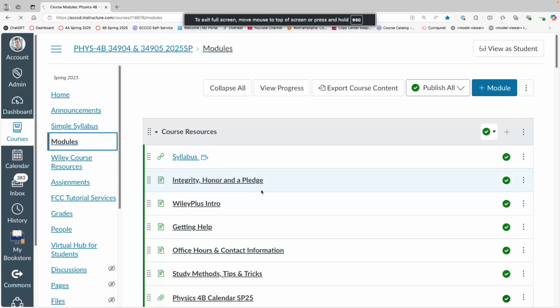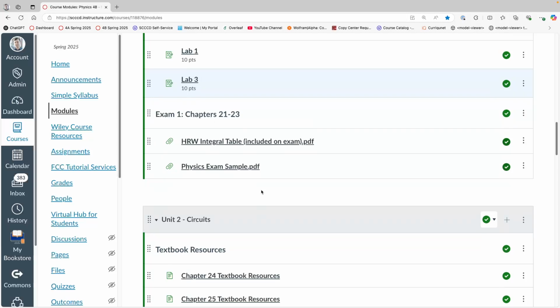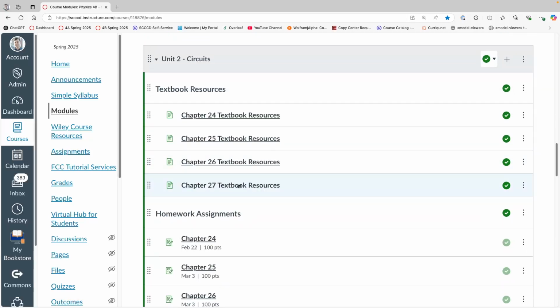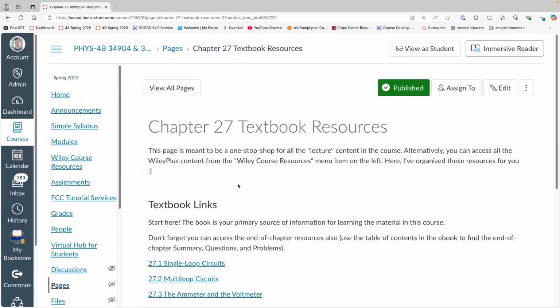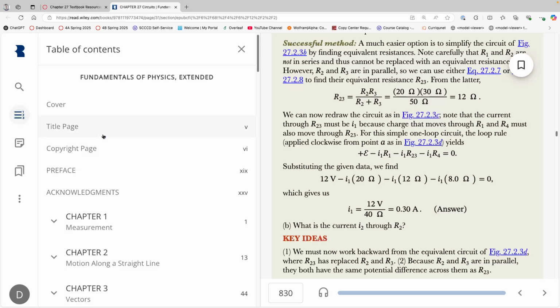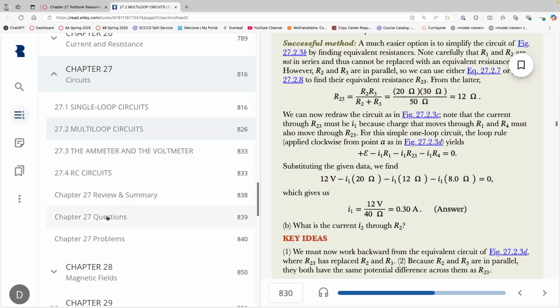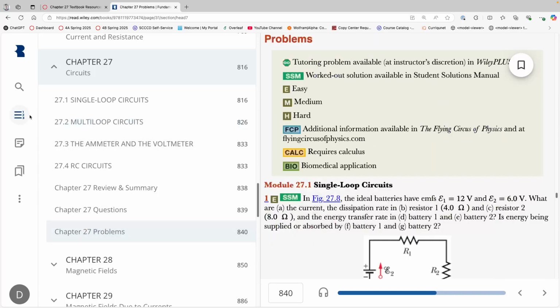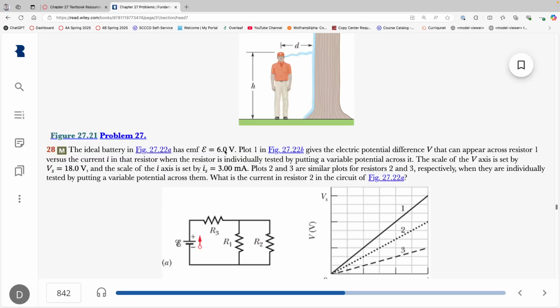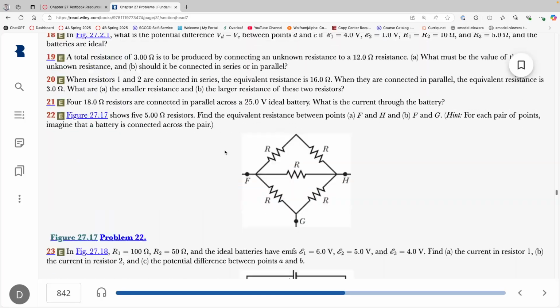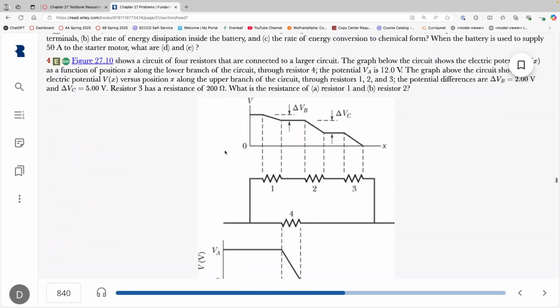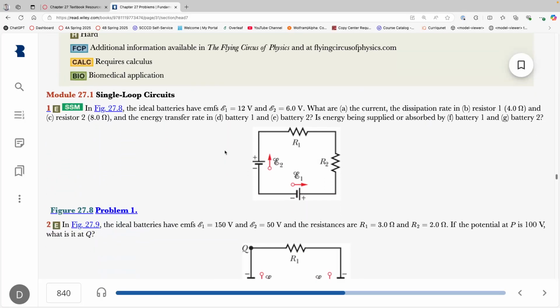All right. Modules, chapter, let's go chapter 27. I just pick any one of these. It doesn't matter. I just need the table of contents. Chapter 27, problems. All right. Chapter 27, problems. Starting up here. Oh, well.